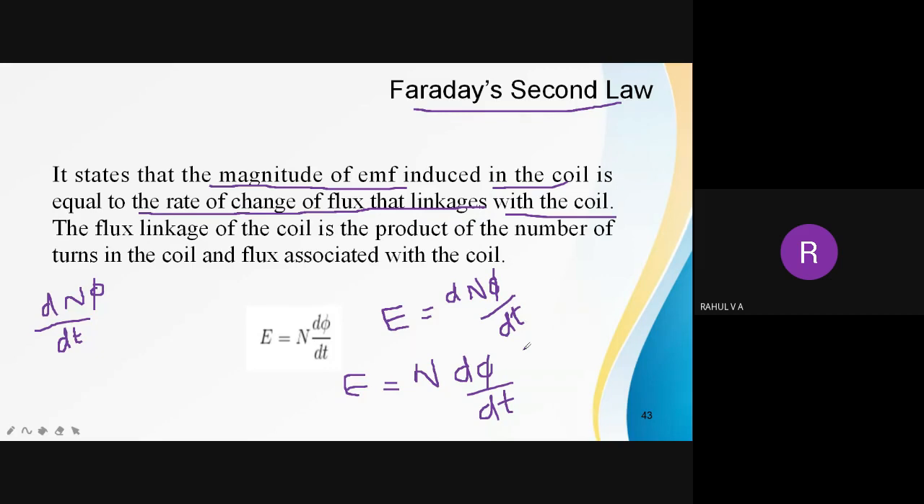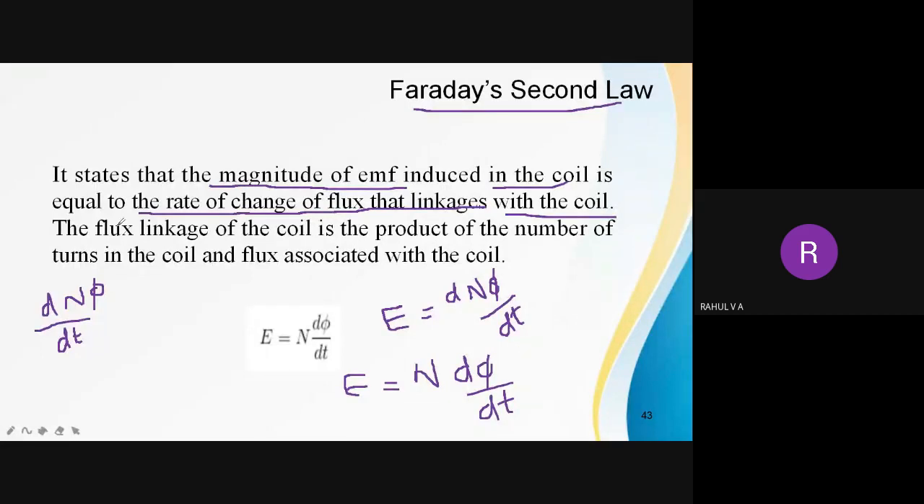Okay, first one is about how to induce the EMF. Second one is about what is the magnitude of EMF induced. Okay, so it is stated that the magnitude of induced EMF in the coil is equal to the rate of change of flux that linkages with the coil.